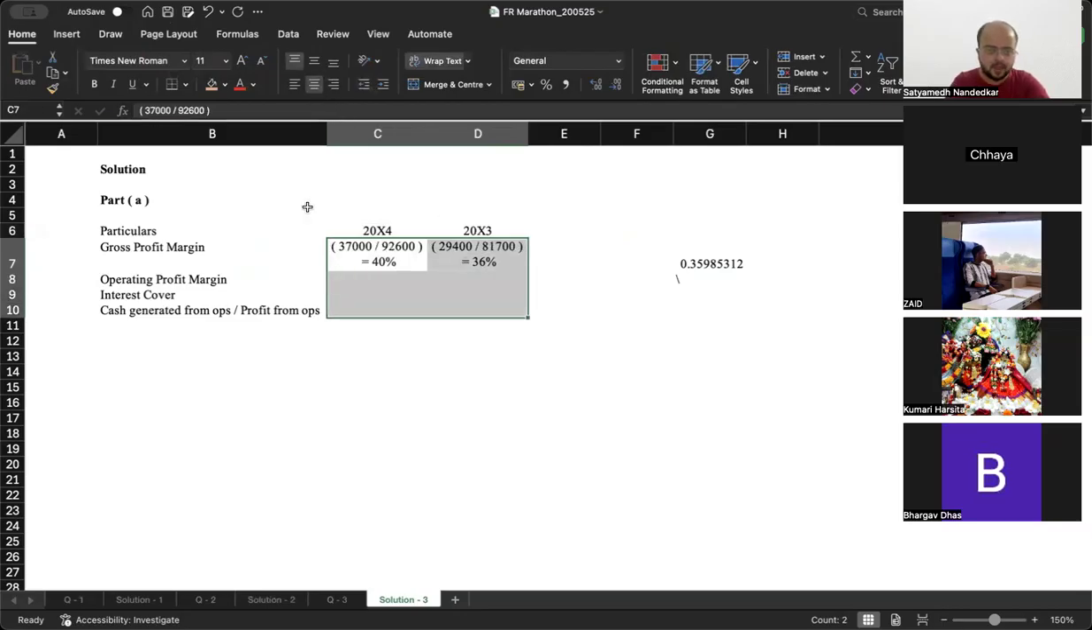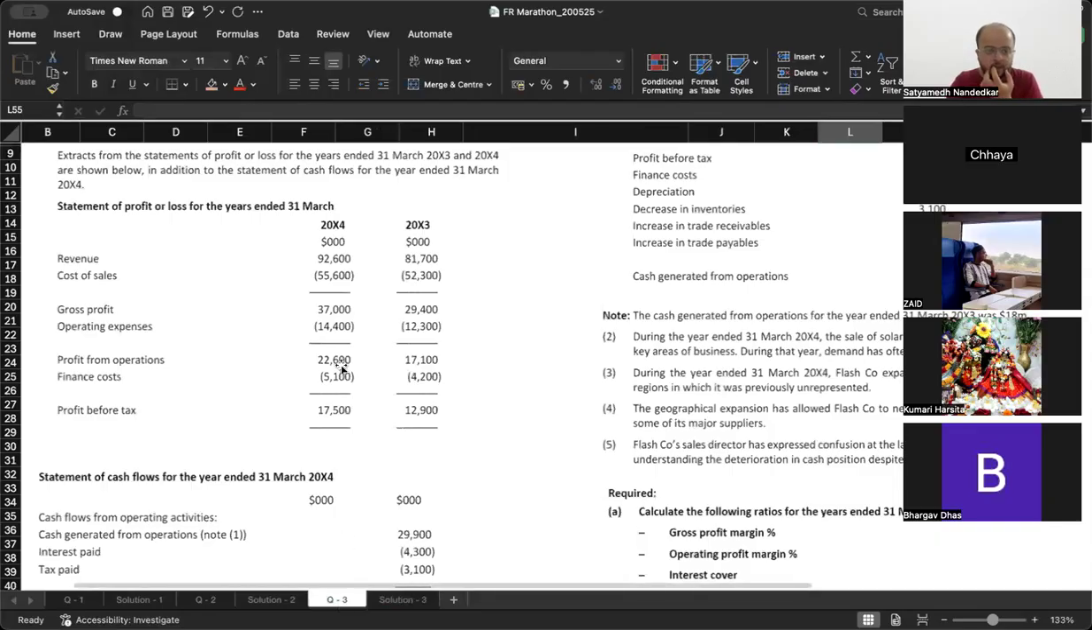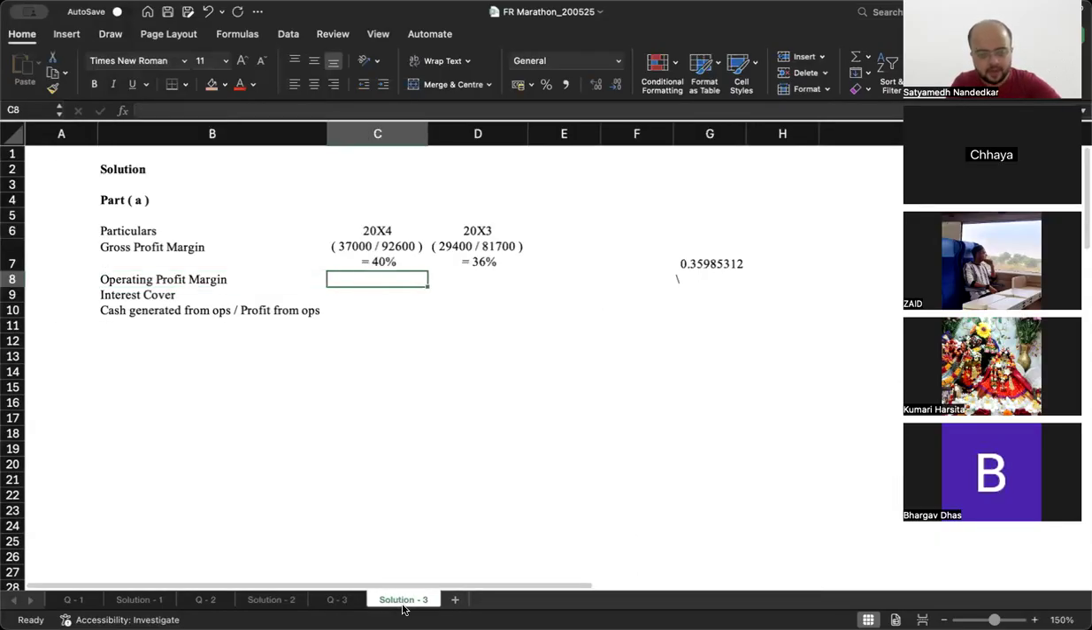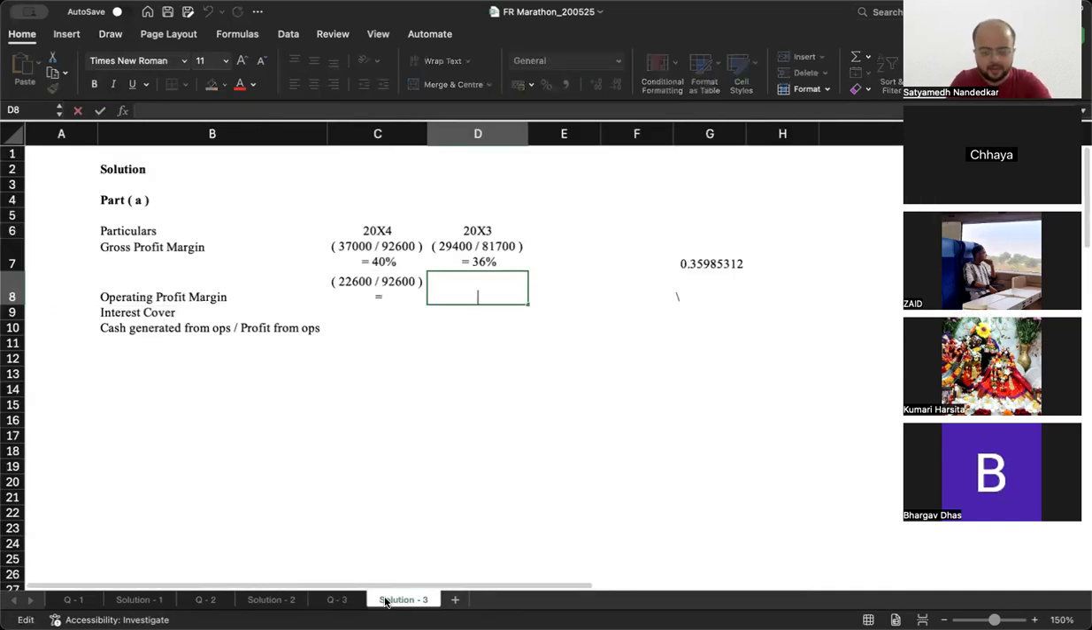ओके सर. ठीक है. Then operating profit margin: 22,600 upon 92,600. And the other one, 17,100 upon 81,700. ठीक है.